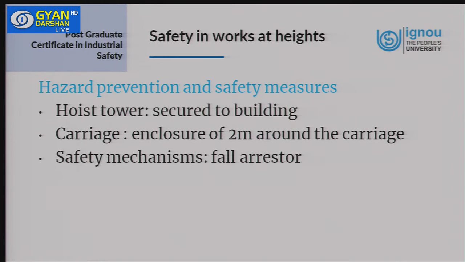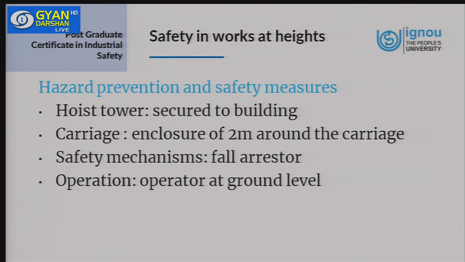There has to be a fall arrestor to prevent the carriage from falling down. In case control is lost and the carriage falls off, the fall arrestor attaches the carriage to the building. The operation is such that the operator is at ground level and has a view of the entire hoist when it goes up and down.